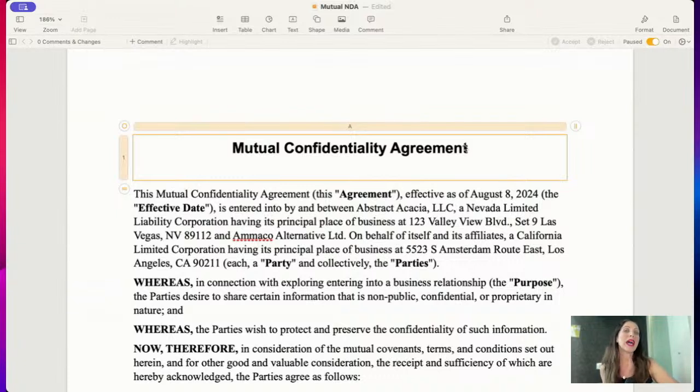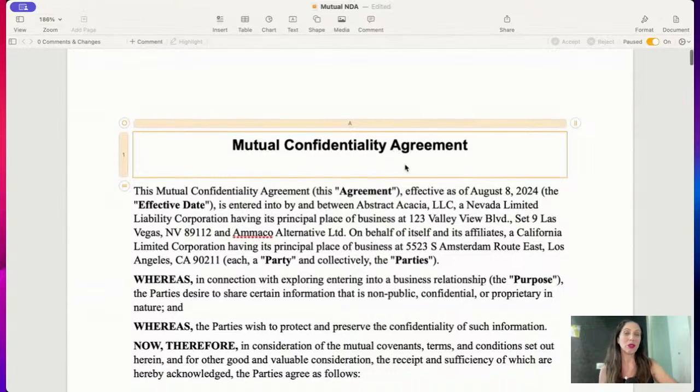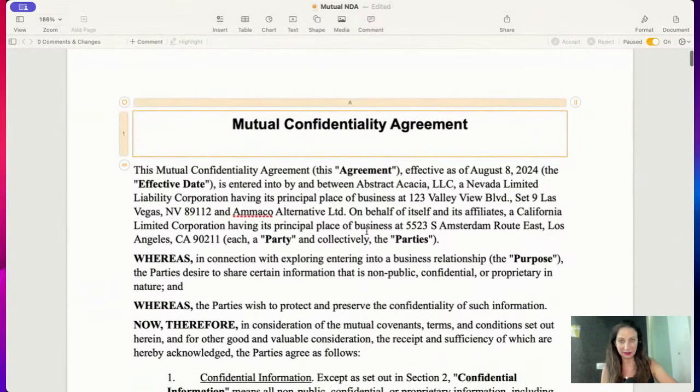Why? Unilateral means only one party's information is being shared. And to me, if this is going to be an equitable relationship, which of course will develop and grow over time with trust and business opportunity and growth, both parties will be sharing information. And I want to know that my information is going to be just as protected as theirs. So that would be the first thing I look for: am I in a mutual or a unilateral NDA?